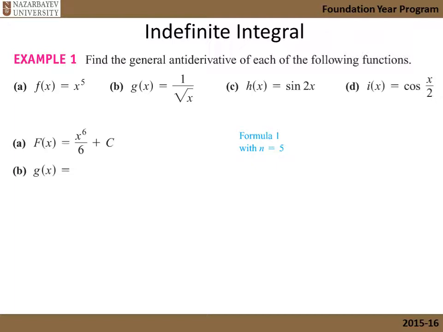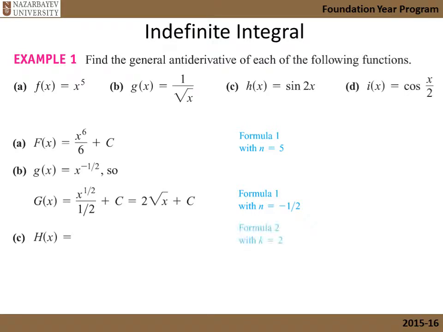Let's take b. Our g of x can be rewritten in the form x to the power of minus 1 over 2. And we use formula number 1 with n equals minus 1 over 2. And finally, we have x to the power of 1 over 2 over 1 over 2. And again, we didn't forget about c. And after simplification, we have 2 times root of x plus c.